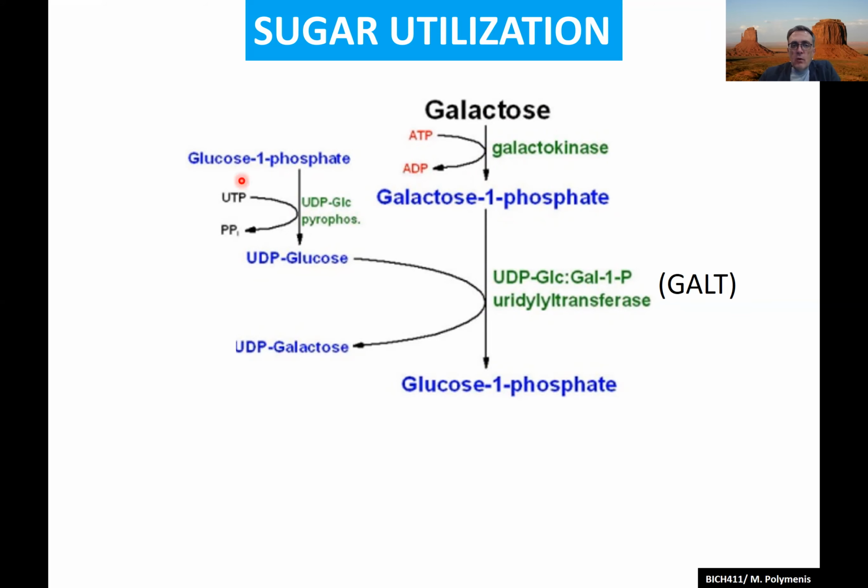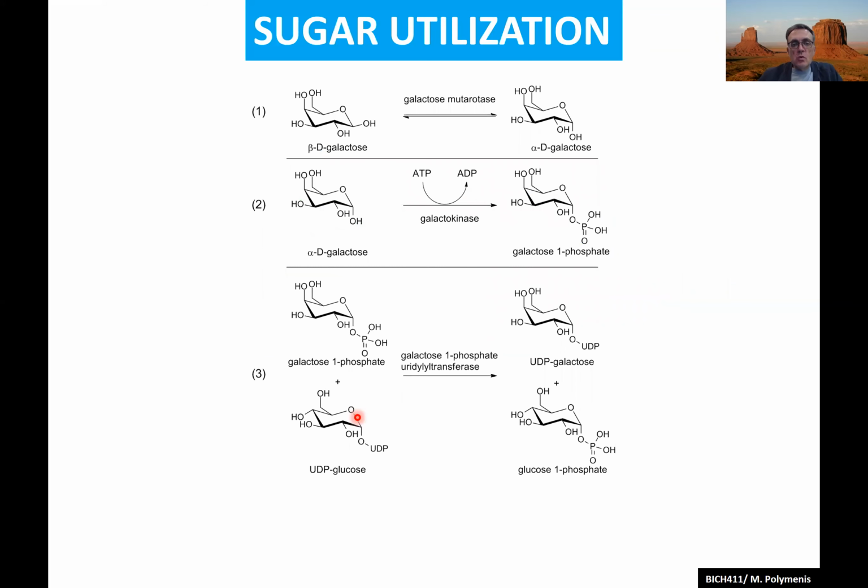In the meantime, we activate glucose, and now the two can react. What the enzyme, GALT, is going to do is simply swap the two. So glucose will become glucose 1-phosphate, and the UDP will be passed on to galactose, and we're going to get UDP galactose. That's the reaction catalyzed by GALT, and there's a swap, as I said. What was uridylated, which was glucose, now becomes UDP galactose, and glucose is left as glucose 1-phosphate.